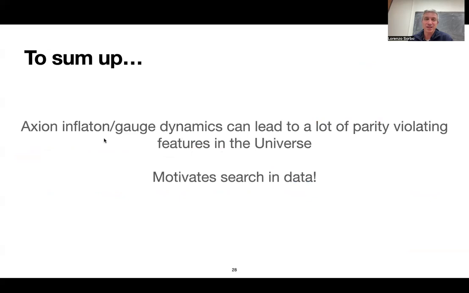I have the last 10 seconds to say that axion inflation can lead to a lot of parity violating features, and this motivates a lot of search in the data.